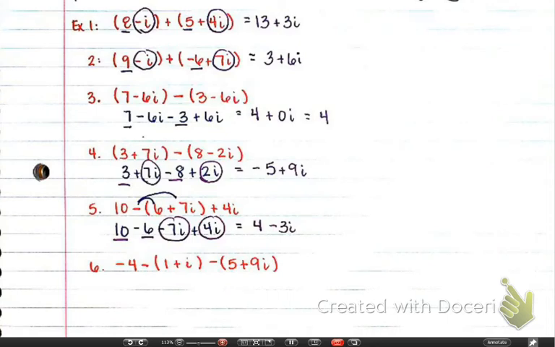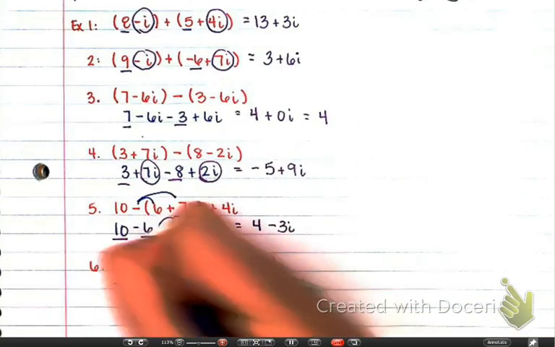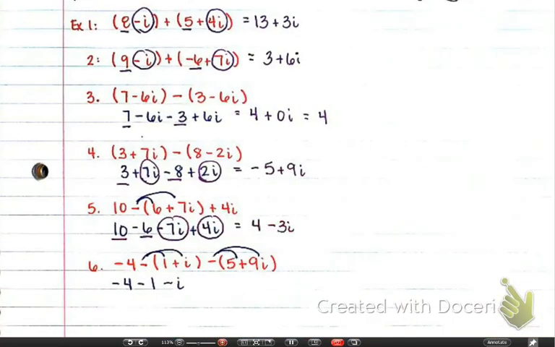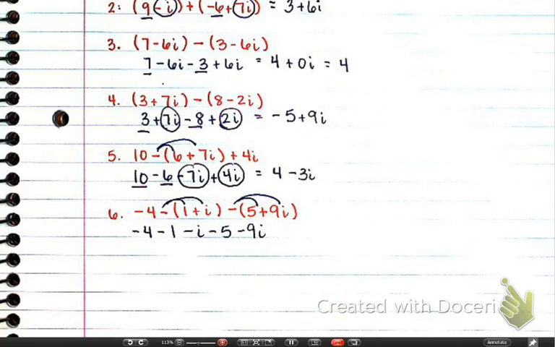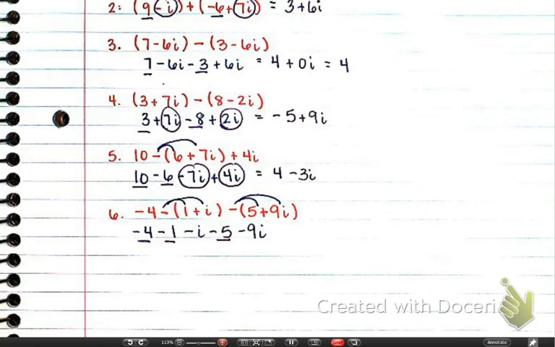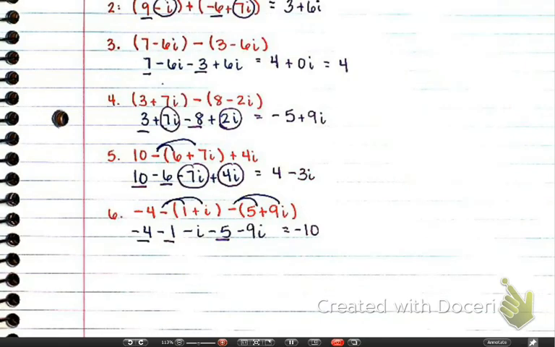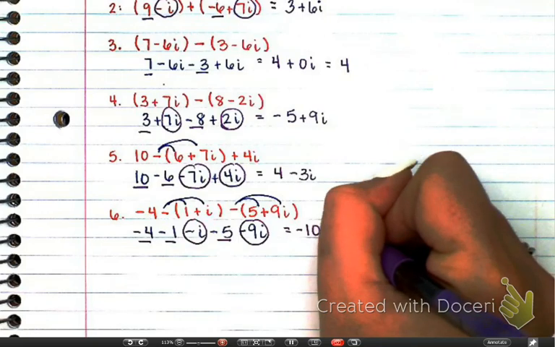Okay, so where did you start? Distributing, so you distributed the negative 1 here. So negative 4 minus 1 minus I. Did you also distribute here? Okay, so negative 5 minus 9I. What are my like terms? Negative 4, negative 1, negative 5 gives me a negative 10. And then negative 1i minus 9i is a negative 10i.